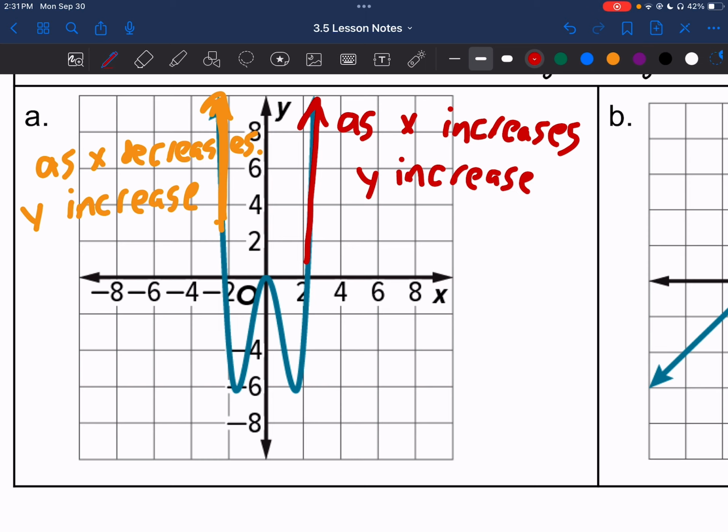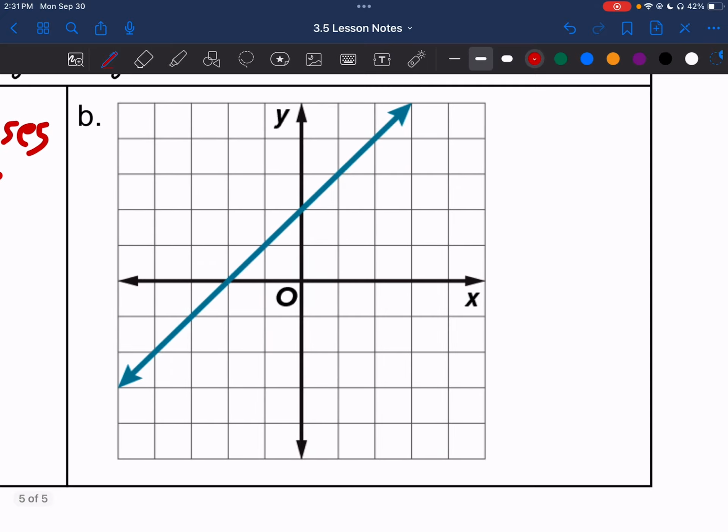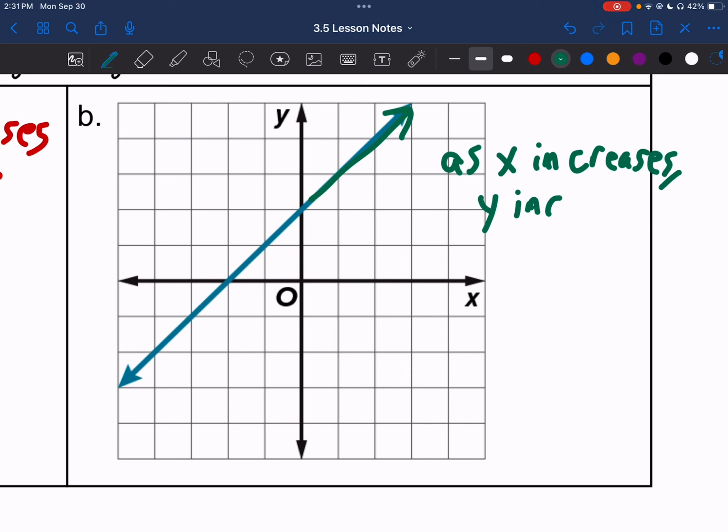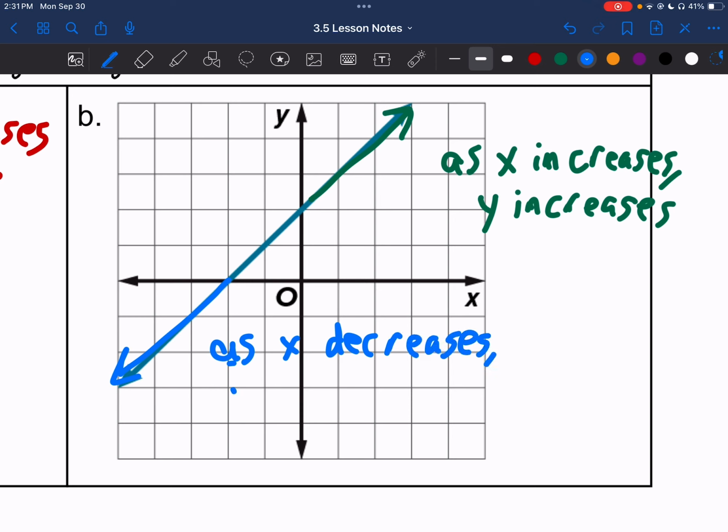All right, letter B. We have another line, a linear relationship. So as x increases, y also increases. A positive slope. On the other side, as x decreases, y also decreases.